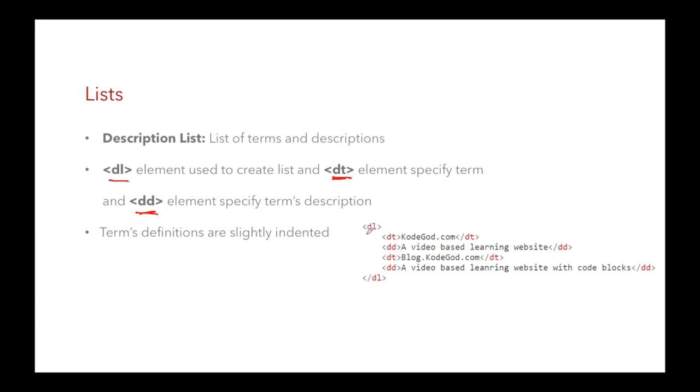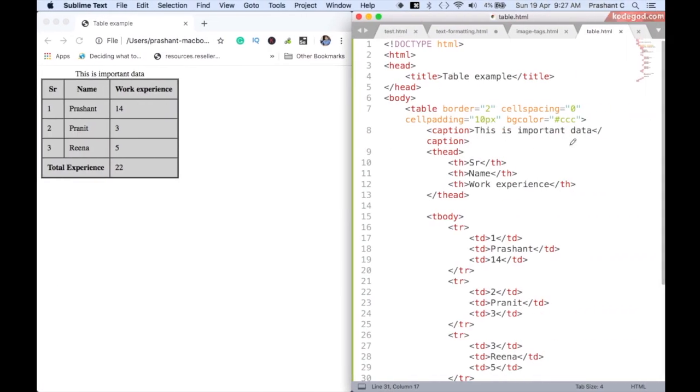So you have your DL tag and this is your term kodegod.com, and this is the description related to this term. Similarly you have blog.kodegod.com as the term, and we have attached this description inside of the DD tag. So this is the output. These are your terms and this is your description. Okay, so let's quickly check examples on this.